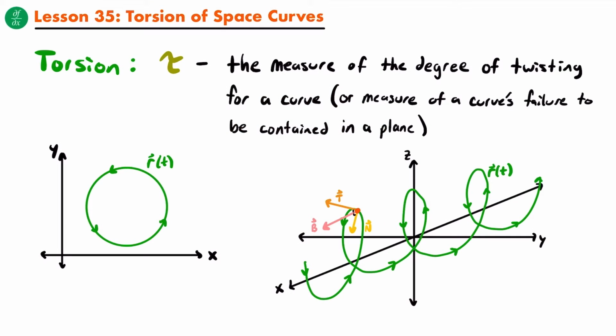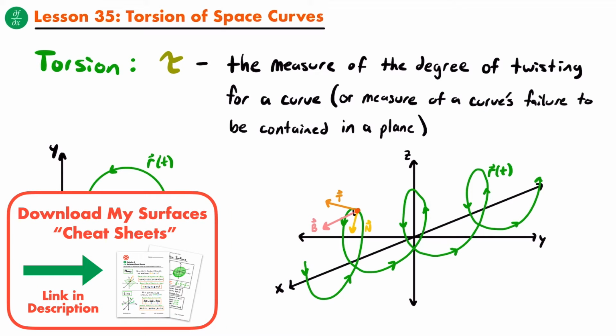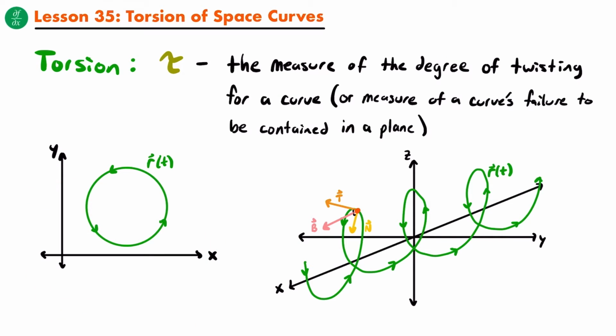Alright, so previously in Calculus 3, we looked at how to find the curvature of space curves, which is a measurement of a curve's failure to be a line. But now there's another measure of curves that we are interested in, known as torsion. And we like to think of torsion as being the measure of the degree of twisting for a curve, or another way to think of it is a measure of a curve's failure to be contained in a plane.